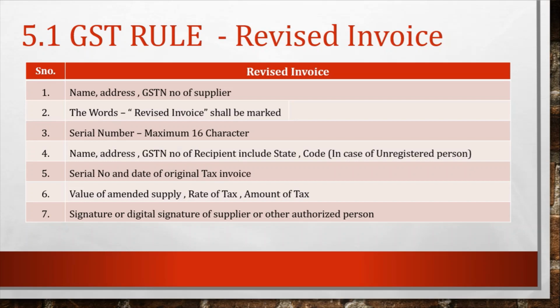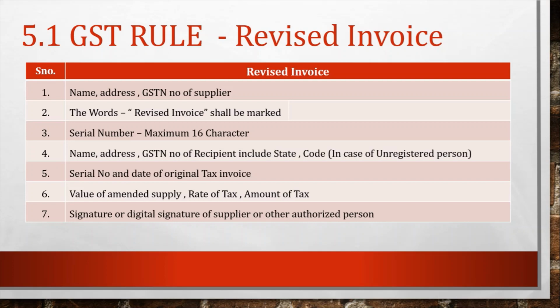5.1 GST rule revised invoice. Here I mentioned the components of the revised invoice. Not much changes, but let's discuss. Name, address, GST number of supplier. The words revised invoice we will mention on the front page in place of tax invoice. Then serial number of 16 digits, name, address and GST number of recipient, including the state and the code if it is related to an unregistered person.